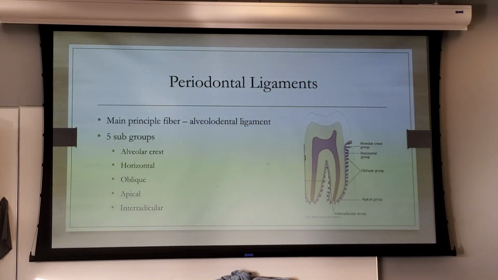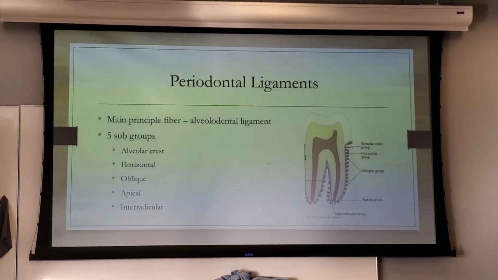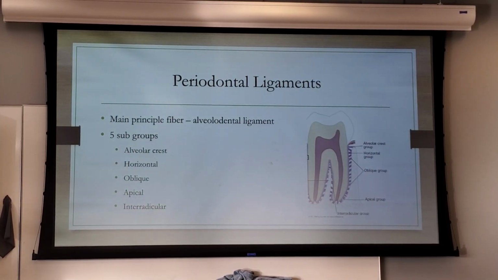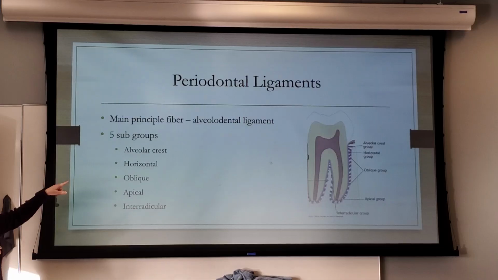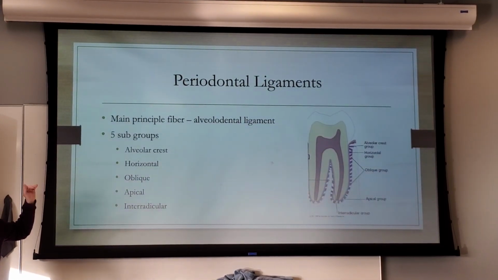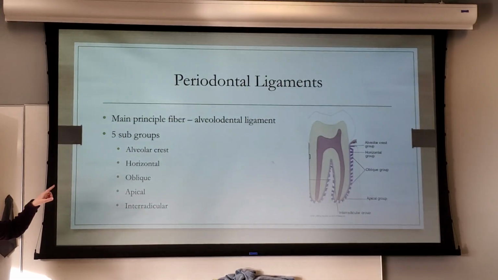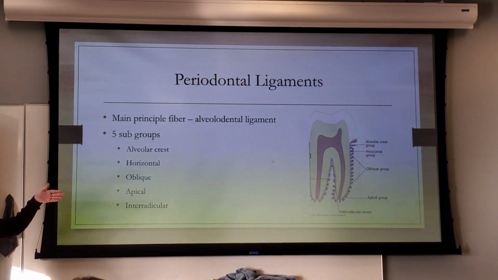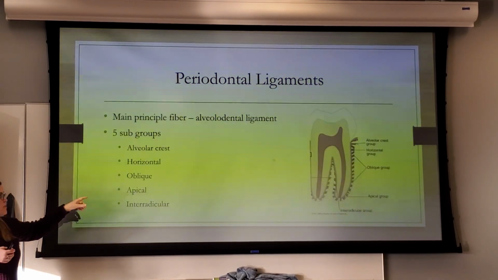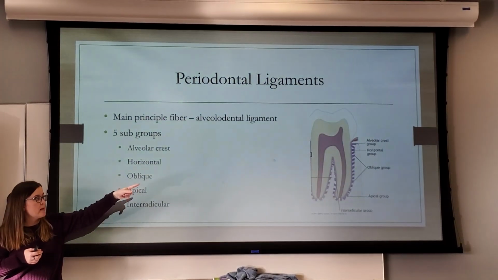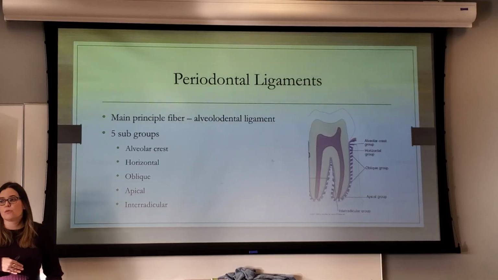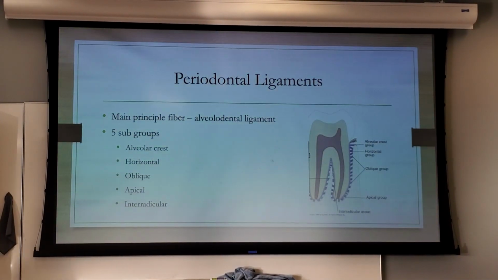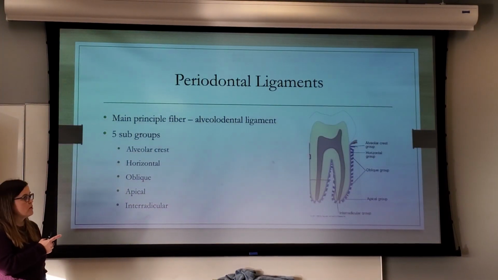So our alveolar crest group is the very top of it, right? It's attaching the tooth to the alveolar crest, the tip of the alveolar crest bone. Our horizontal group is the next one underneath it, so it's going straight across. And the majority of our PDL comes from the oblique group. So we're going at an oblique angle pretty much down the rest of the tooth. Our apical group is at the apex of the tooth.